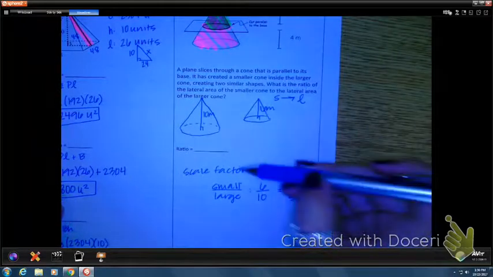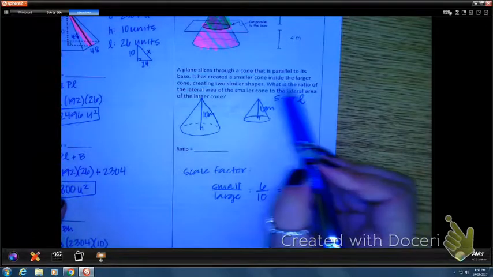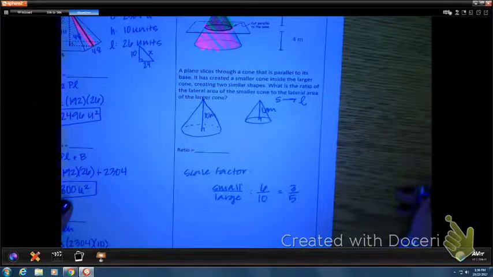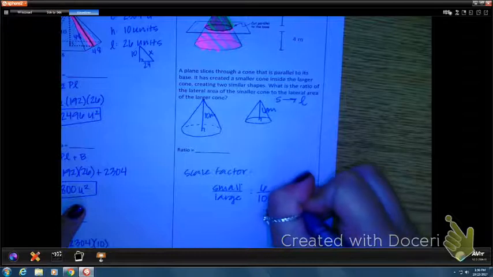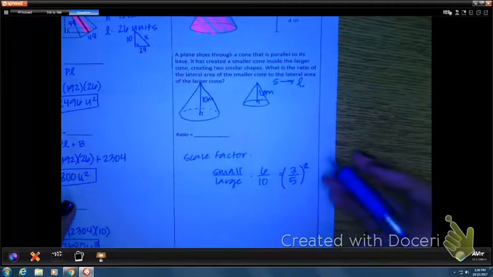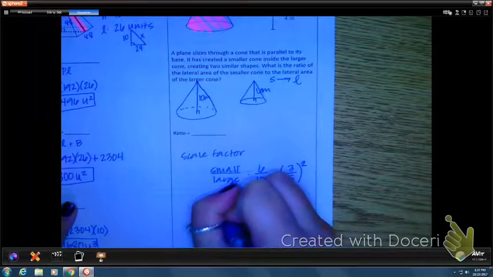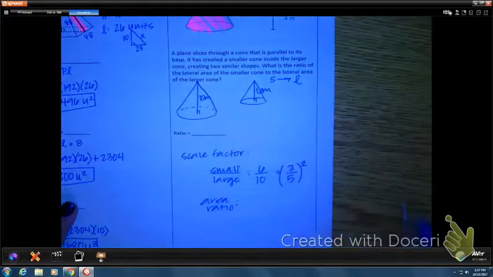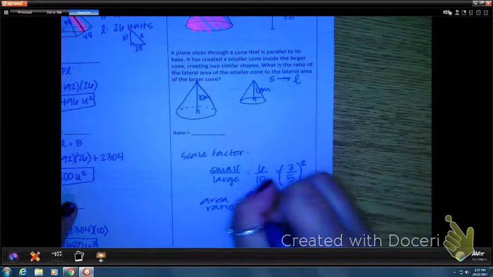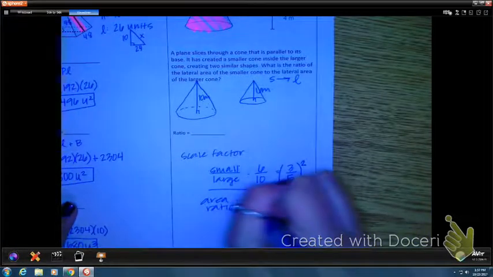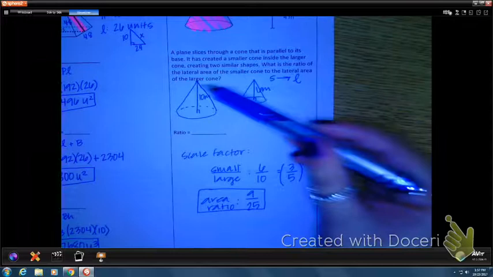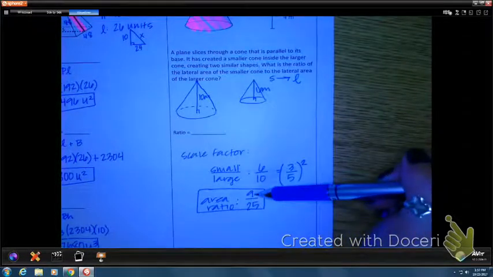Now that we're in scale factor, how am I going to get to lateral area ratio? Hopefully you said square it. That's from chapter 3. So we're squaring our scale factor, which is going to give me area ratio. Numerator squared is 9. Denominator squared is 25. So my lateral area of my smaller cone to the lateral area of the larger cone is going to be at a ratio of 9 to 25.